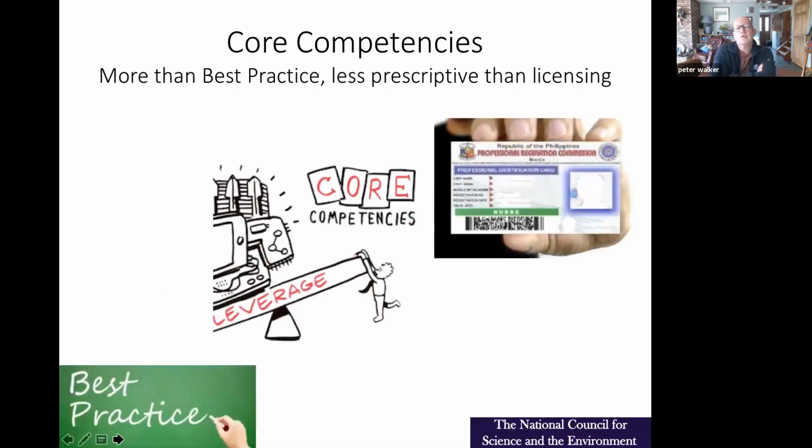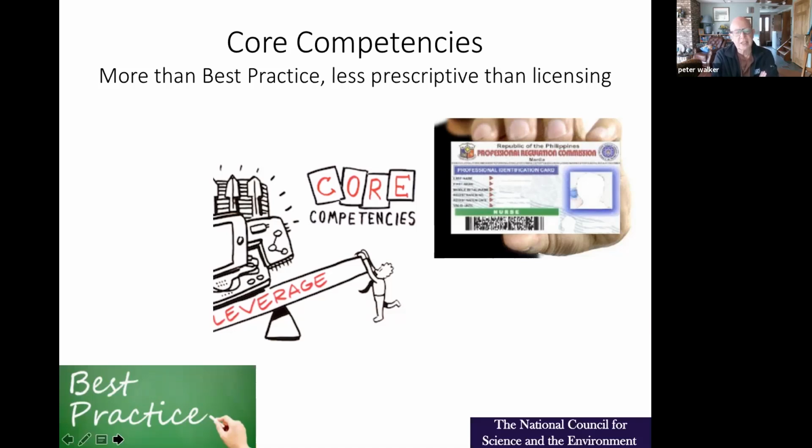Core competencies really came about because people, particularly people working in professions, were looking for ways of defining what was the essence of being that professional. And they wanted to have something which wasn't as constraining as a licensing system, but wasn't as loosey-goosey as just a best practice. So core competency sort of arose in the middle as this way of defining who we are and what we need to be good in our subject.